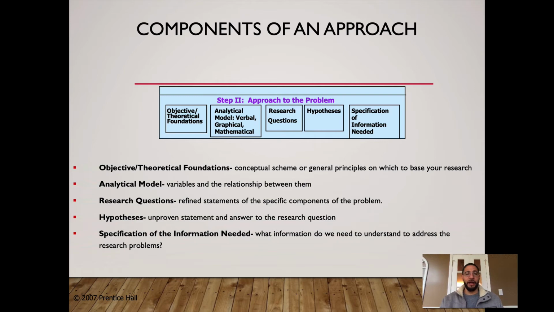The last part, there might be a specification of the information needed, all right? So we might have to call out, hey, this particular information that we need to understand to address these research problems, do we have all that information, okay? Is there certain information that we need to go get to make this worthwhile and to understand the outcomes? So once we've gone through all 5 of these pieces in the approach to the problem and define this information, this allows us to then get to the actual research design, okay?